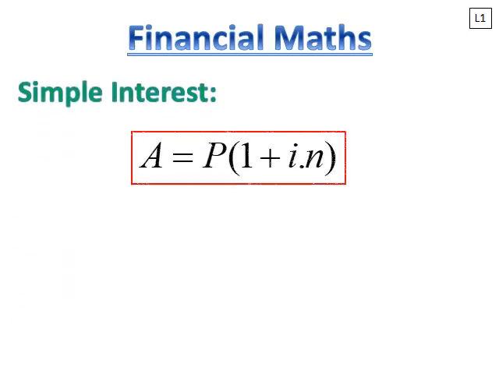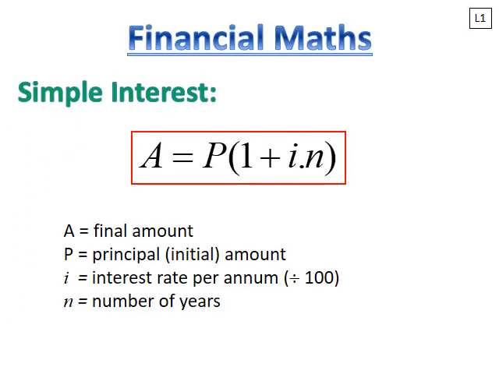Now the simple interest formula looks like this, where A is your final amount, or also known as your accumulated amount, and P is your principal or initial amount. I is your interest rate per annum, and we've noted that you must divide this by 100 because it's always given as a percentage, but in order to put it into this formula, it must be a decimal, and to convert a percentage to a decimal, we usually divide by 100.